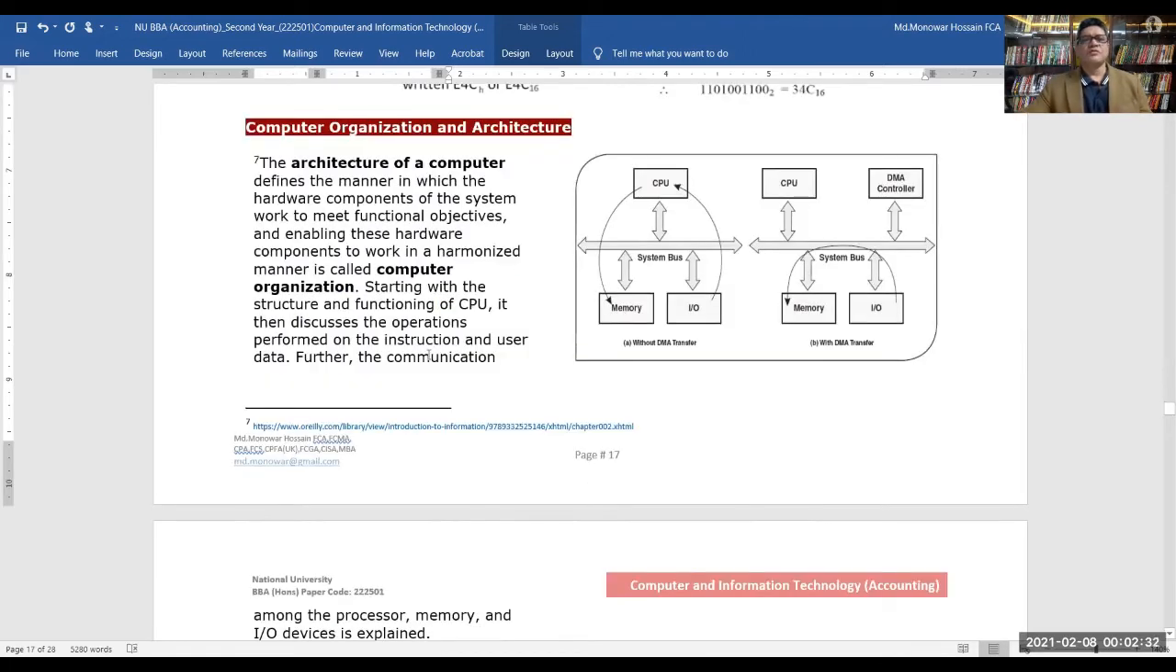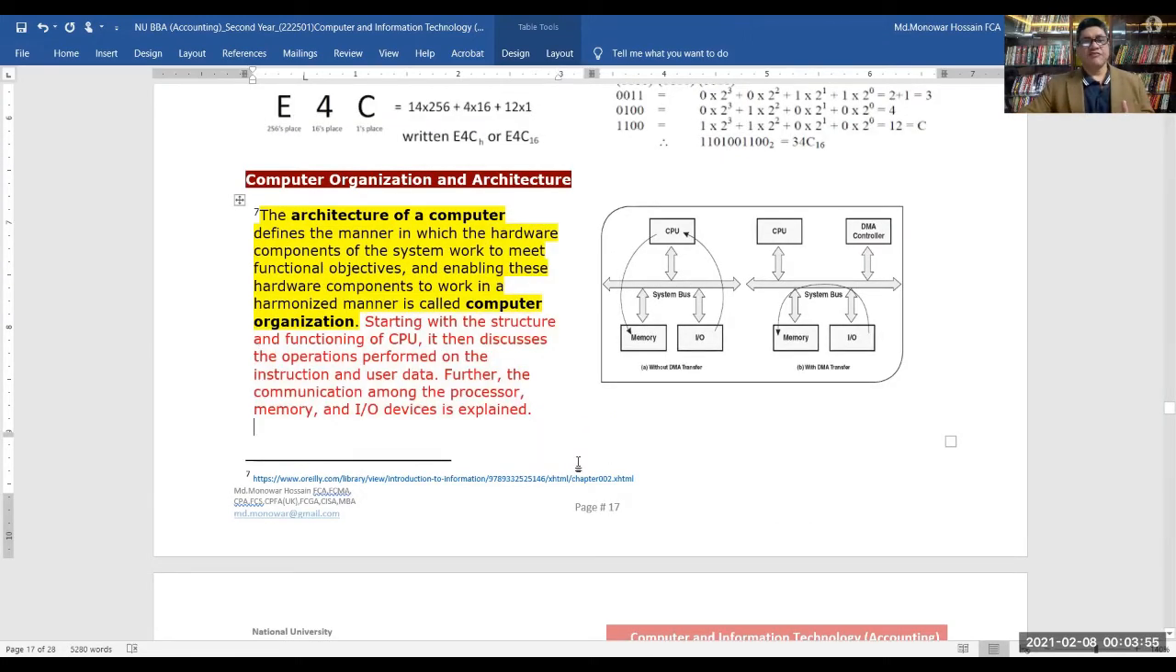Now, computer organization and architecture. The architecture of a computer defines the manner in which the hardware components in the system work to meet functional objectives, and enabling these hardware components to work in a harmonized manner is called computer organization. Starting with the structure and functioning of the CPU, it then discusses the operations performed on the structure and use of data. Further, the communication among the processor, memory, and input-output devices is explained.